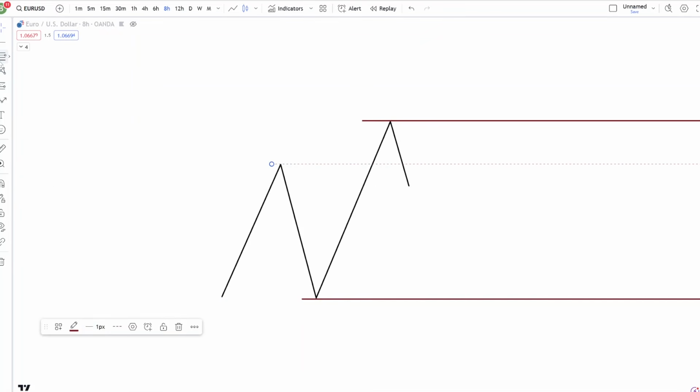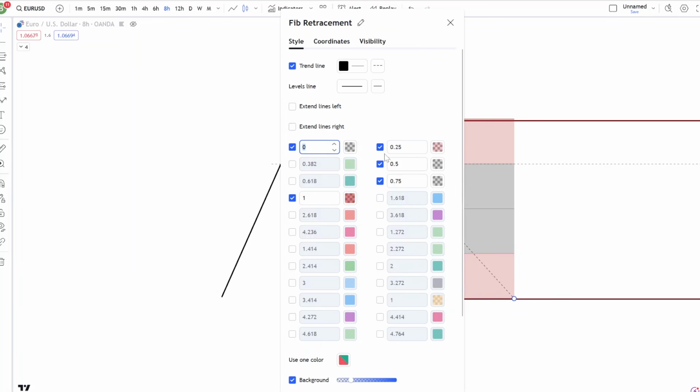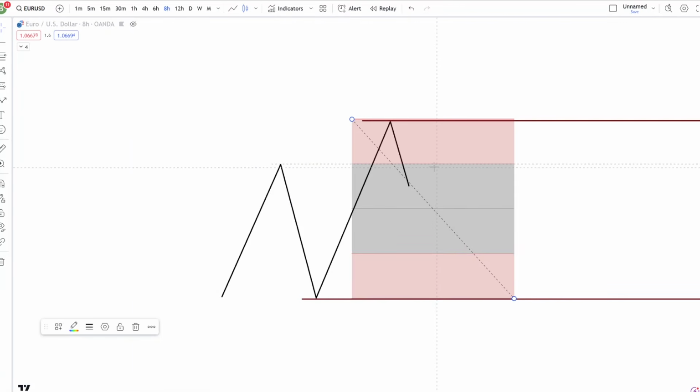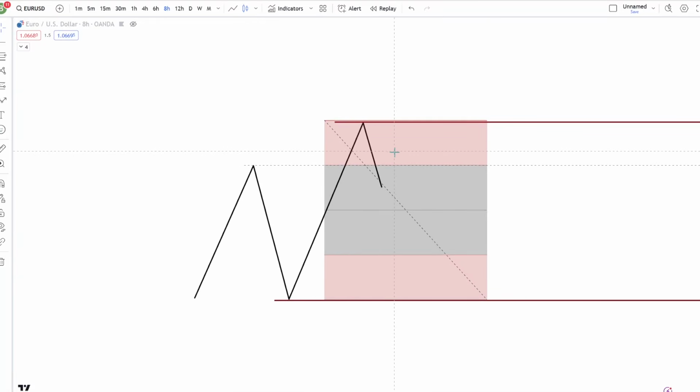So now what you want to do is pull out your fib. And here are the settings for this fib: 0, 0.25, 0.5, 0.75, 1. So basically it's quarters. Your bottom quarter is your discount. Your top quarter is your premium. So think of it like this. Price is best sold at this area and best bought at this area. It's best to buy price here and it's best to sell price here. That's how you think of it.